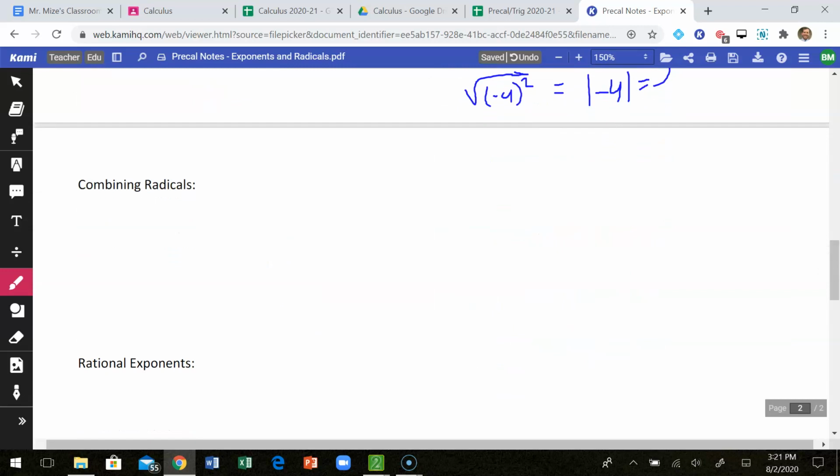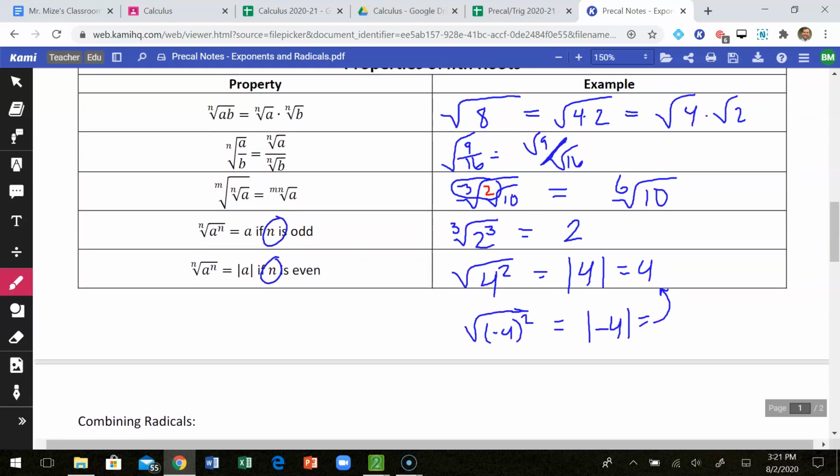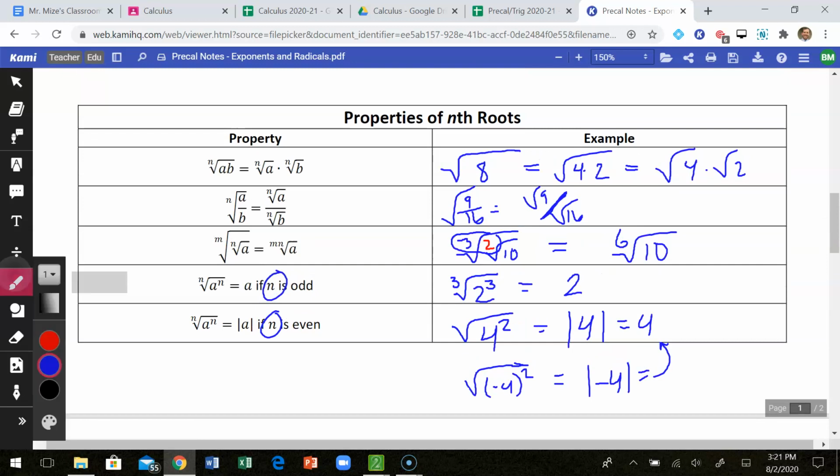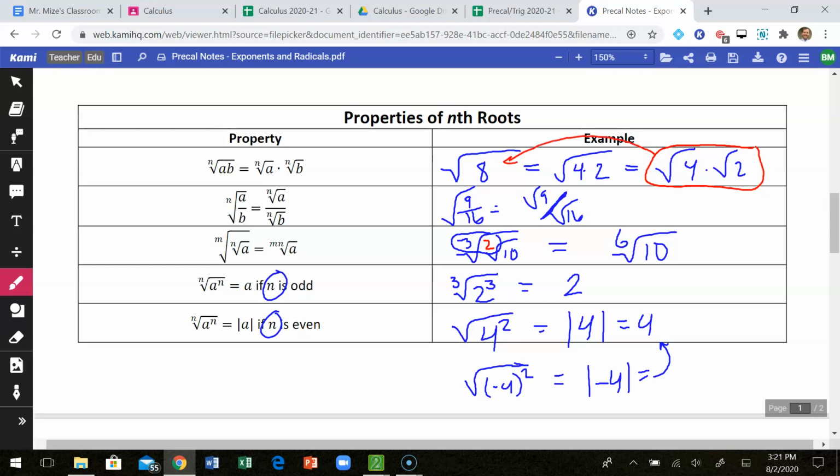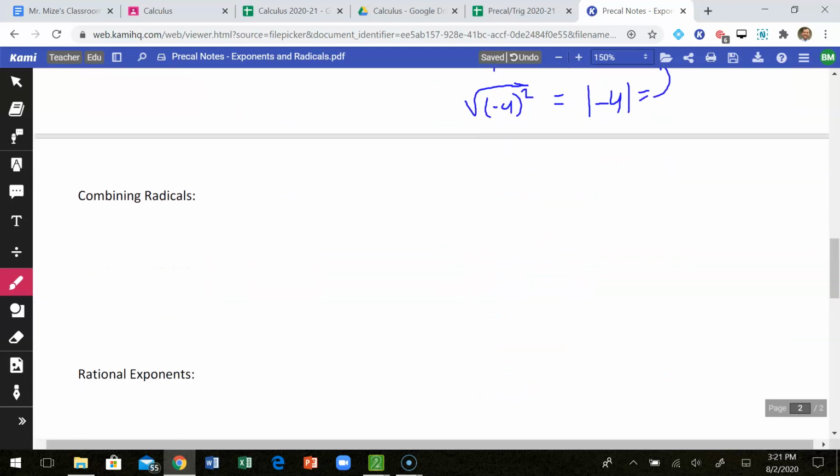Okay, combining radicals. If I were to want to add 2 radicals together, I won't necessarily talk about the multiplication of them because that's covered in this radical property up here, kind of backwards. If I were to multiply 2 radicals together, I can simply bring them to a single radical and multiply those numbers on the inside. So I can do that.